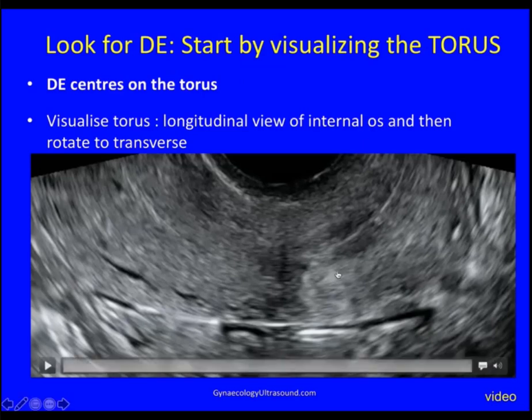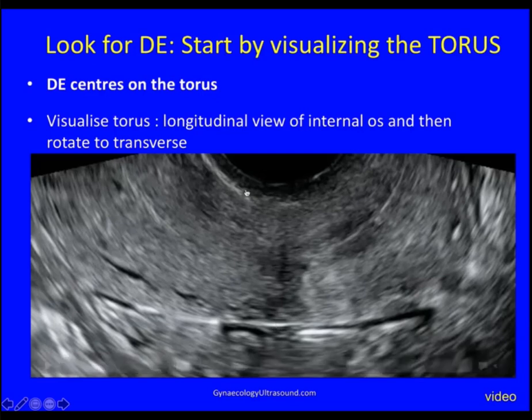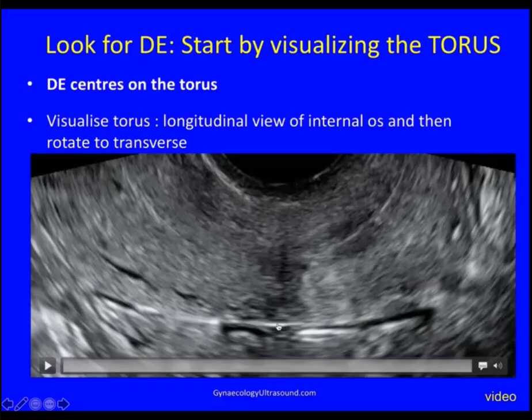So a lot of deep endometriosis centers on this area. You need to get used to looking at this area. And I find the easiest way is to look at this white line where the bladder attaches to the uterus, if you like. There is the internal os, and here is the torus. And it's easy to find that way. Look for bladder, internal os, and then you will see the torus.